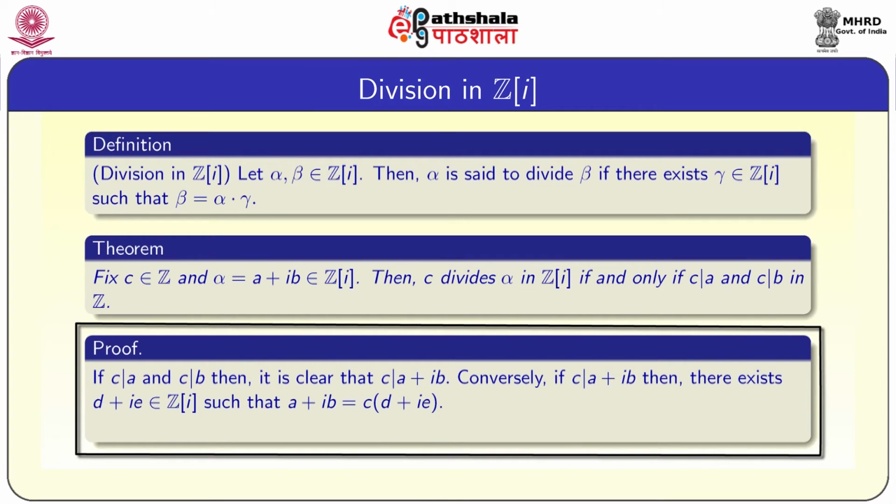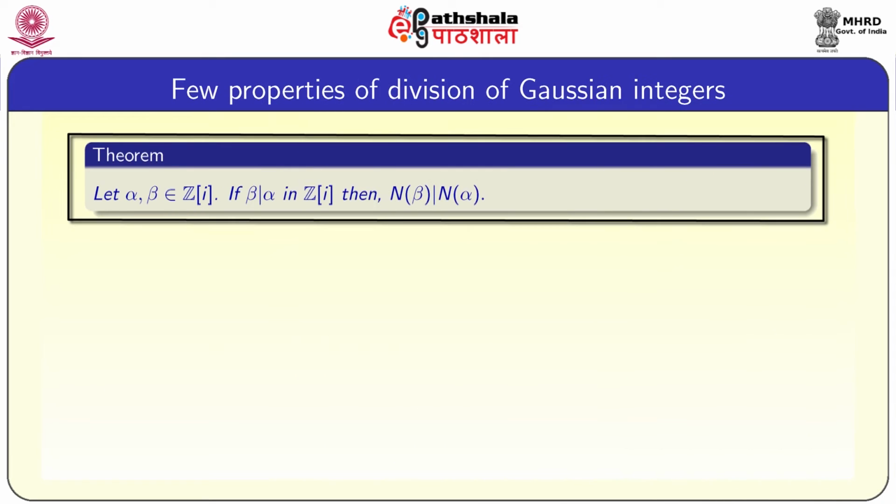Conversely, if c divides a plus ib, then there exists d plus ie such that a plus ib is equal to c times d plus ie. Comparing the real and imaginary parts, a is equal to c times d and b is equal to c times e, or equivalently c divides a as well as c divides b. Hence, we proved the required part. So, now we see how an integer divides a Gaussian integer. Now we are going to see, when a Gaussian integer divides another Gaussian integer, what the possible consequences are.